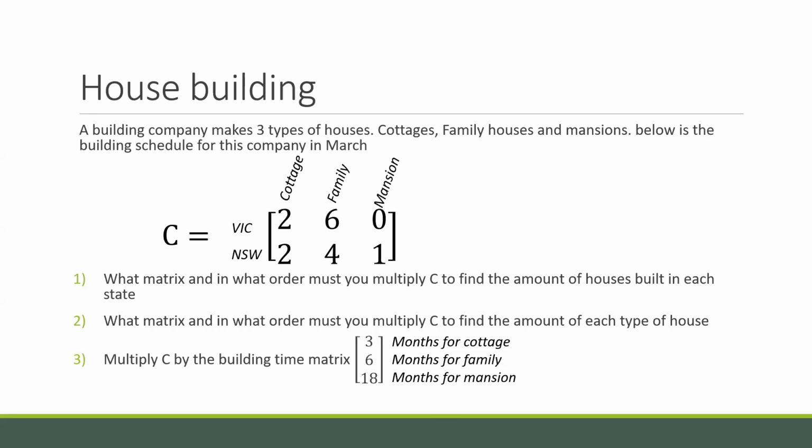So what matrix, and in what order, must you multiply C by to find out the amount of houses built in each state? We've just done an example for this. I want to know how many houses are built in Victoria and how many houses are built in New South Wales. I want you to tell me what I need to multiply by.